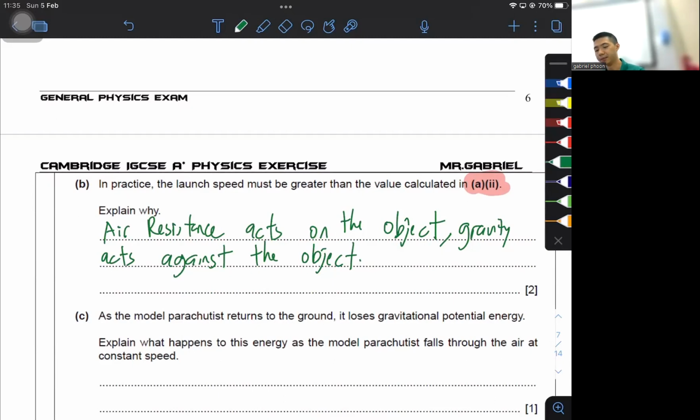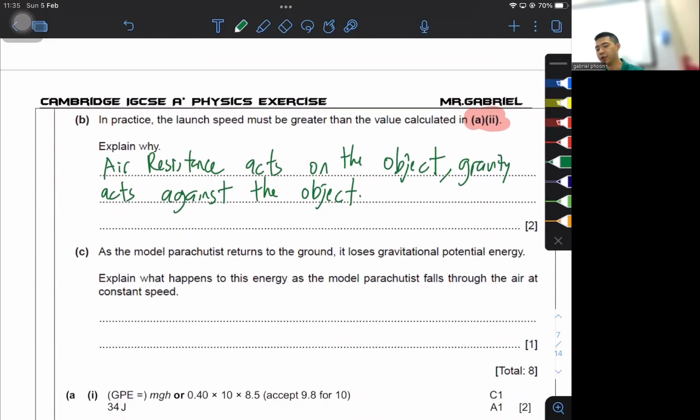Okay, then finally, explain what happens to this energy as the model parachutist falls through the air at constant speed. Explain what happens to this energy here. It's a damn standard question once again. Now, where does the energy go again, Macy? Where does the energy go? Where does it go, Natasha? Good, very good. The energy is always converted into heat and sound, now guys. And you're basically supposed to write that energy is converted to heat and sound.